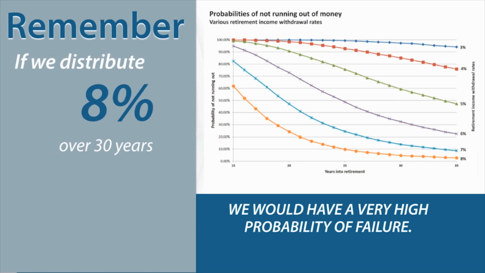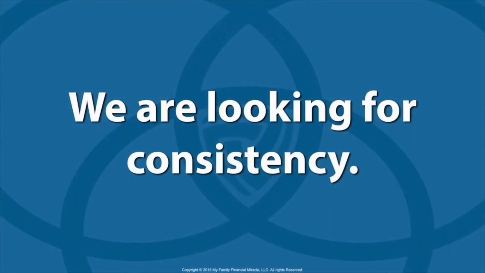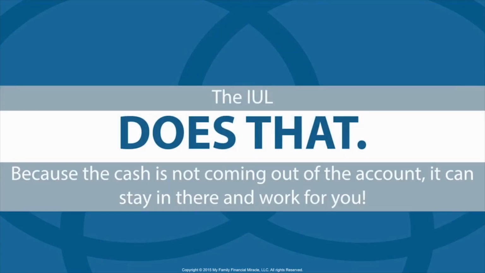And if you did that with a portfolio exposed to a sequence of returns, that is an absolute. But with the IUL, we never kill compounding, so sequence of returns doesn't matter. We're looking for consistency, and because the cash doesn't come out of the account, it can stay there and work for you, even if you've already spent it. Isn't that cool? You just learned something most people have never heard of or understand.